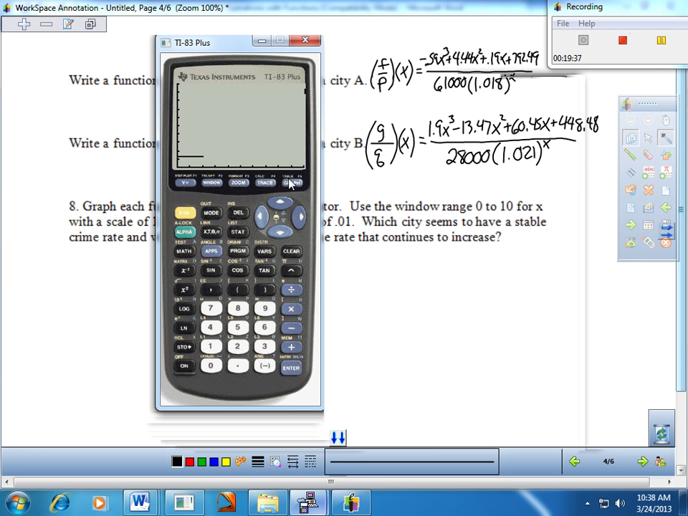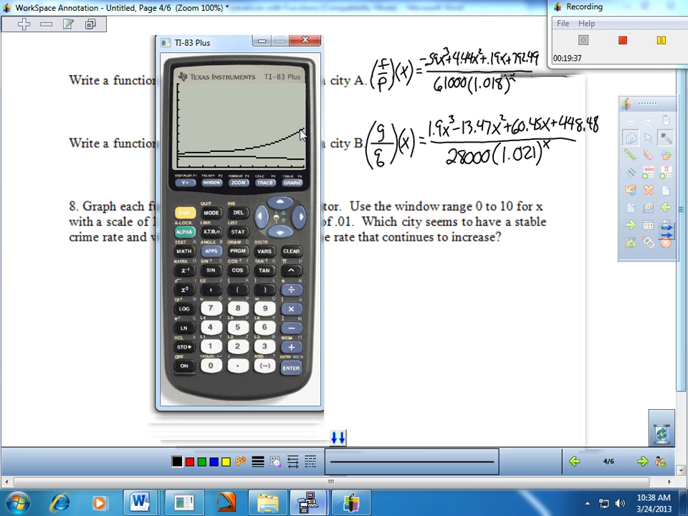Moment of truth. There's one. Oh, and this worked out great. So this was the per capita crime rate in city A. Pretty stable. This is the per capita crime rate in city B. What does it tell us? That it's increasing potentially over time. Does everyone kind of see that piece?